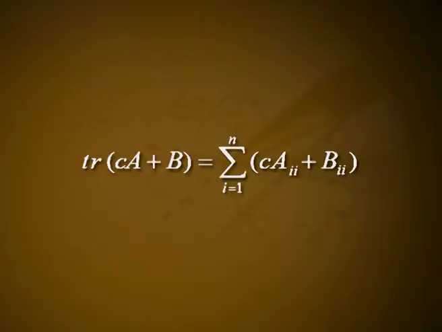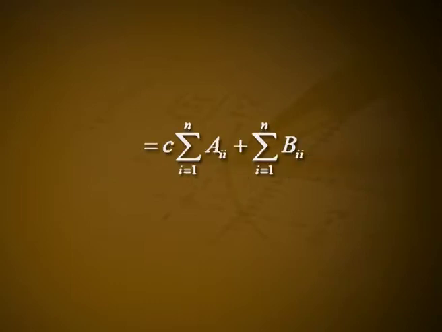Example 5. Let n be a positive integer and F a field. Verify that the trace function is a linear functional on the vector space F^(n by n). Solution. A belongs to F^(n by n) implies A is an n by n matrix with entries in F. The trace of A is the scalar trace of A = A_11 + A_22 + etcetera + A_nn. For A, B belonging to F^(n by n) and c belonging to F, we have trace of (c into A + B) = sigma i = 1 to n of (c into A_ii + B_ii), which is equal to c into sigma i = 1 to n of A_ii + sigma i = 1 to n of B_ii, which is equal to c into trace of A + trace of B.